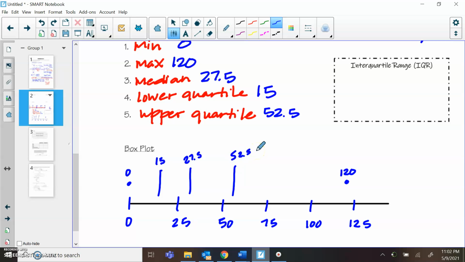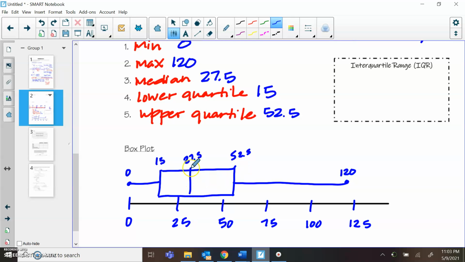Now, it's called a box and whisker plot. So I need a box. So those 3 lines make the box. So you're going to connect those 3 vertical lines that you drew and connect that to your box. And then the whiskers are the maximum and the minimum. So that shows you a box and whisker plot.